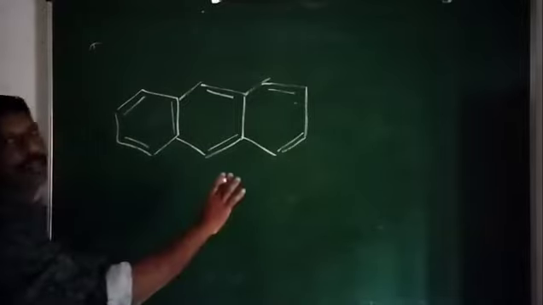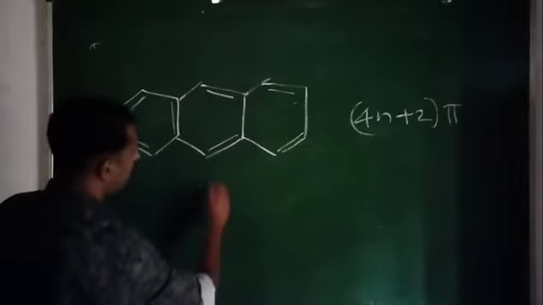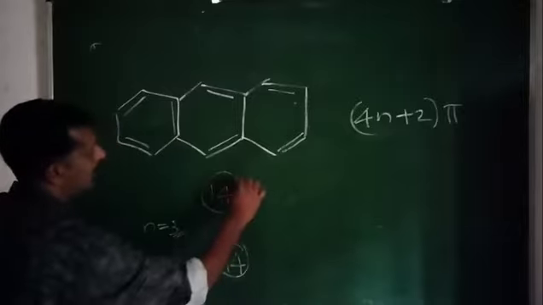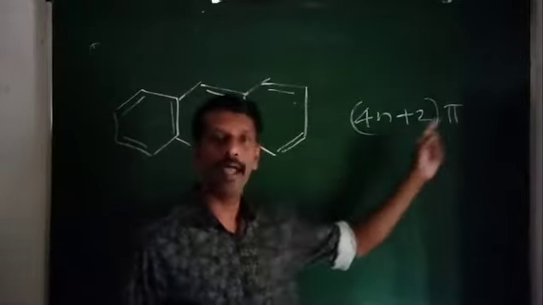Third condition, 4n plus 2 pi electrons. Look at it here, 4n plus 2 pi system. What is the number of pi electrons? 2 plus 2, 4, 6, 8, 10, 12, 14. What is the number of pi electrons? 14. And whether it is matching with our formula. We can see that when n equals 3, what do we get? 4 into 3 plus 2, we get 14. That means it is matching with the 4n plus 2 pi electron rule. And the last condition, complete delocalization.